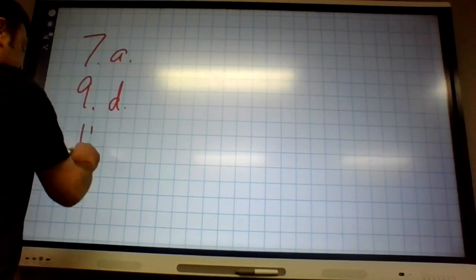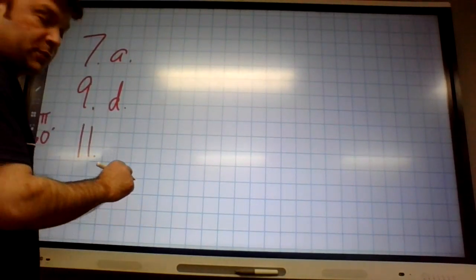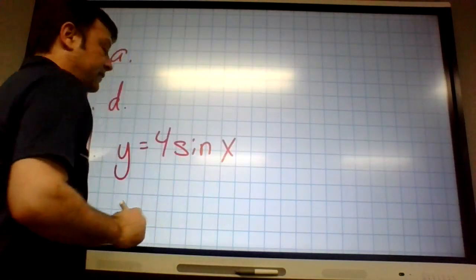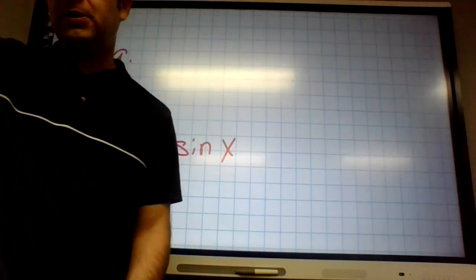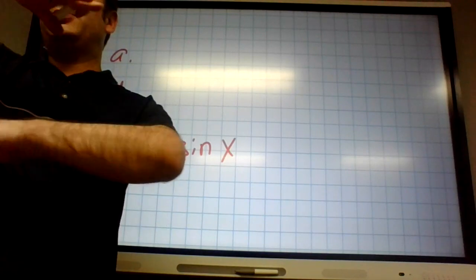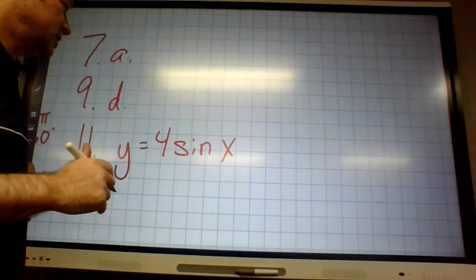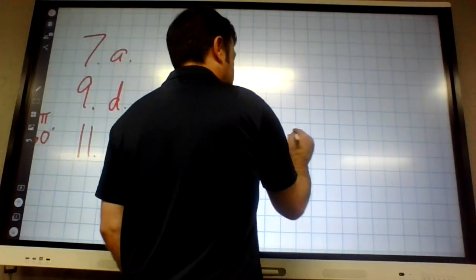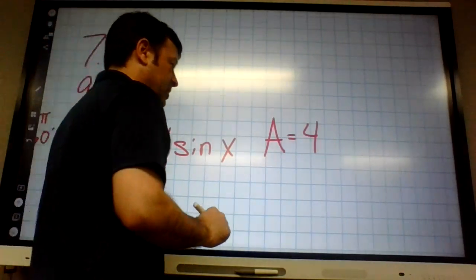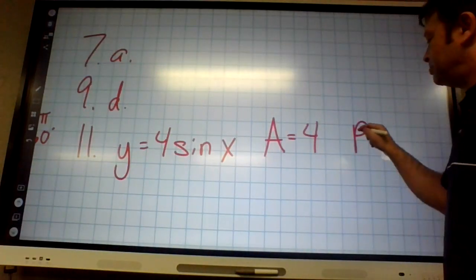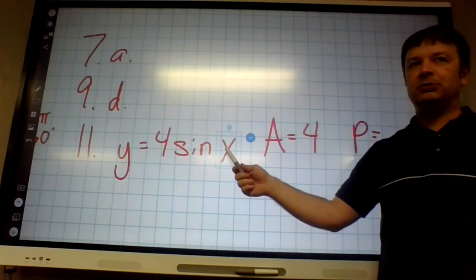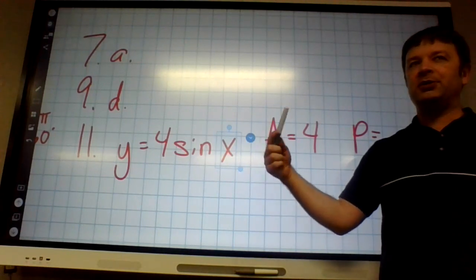Okay, number 11. So it says y equals 4 sine of x. What's that 4 in front of the sine going to do to the graph? What did I say the number in front does? Taller. So instead of the amplitude being 1, it's going to be 4. So they do ask us that, so we're supposed to say A equals 4. And what is the period? Okay, because there is no number in front of the x, the period is going to be normal. What was the normal period like on number 1 and 2? 2 pi.